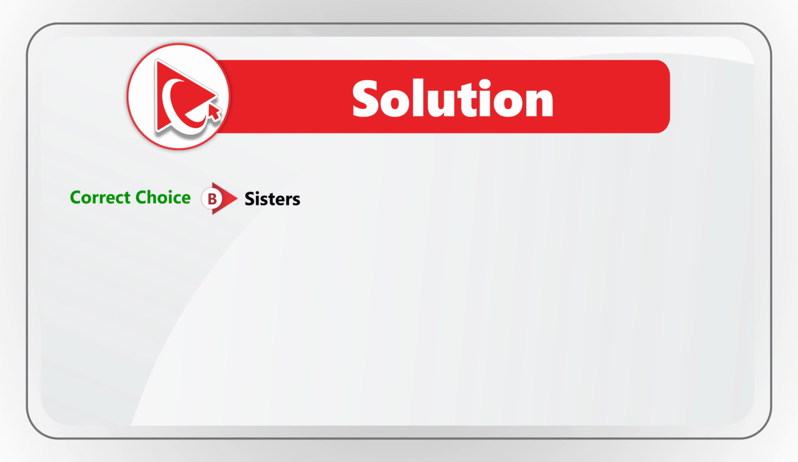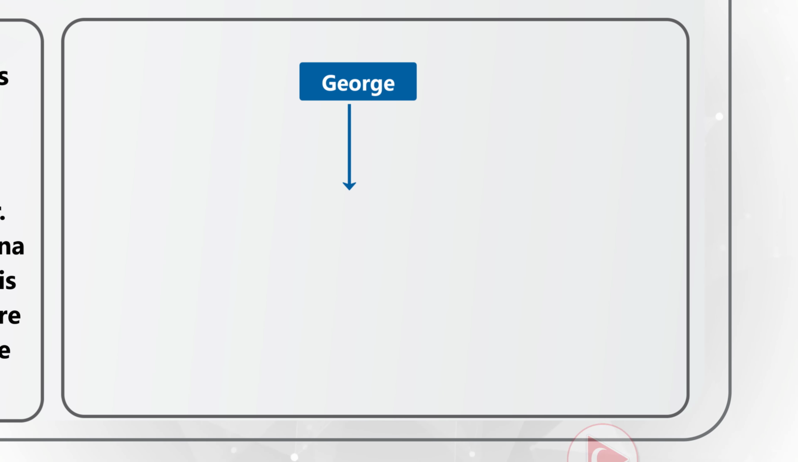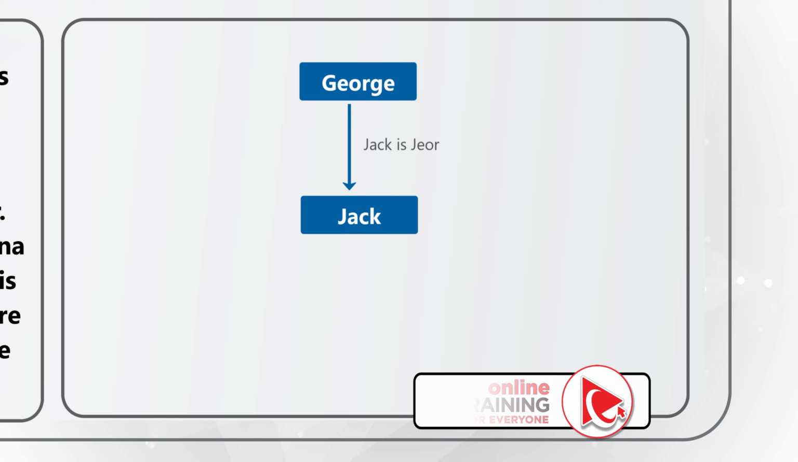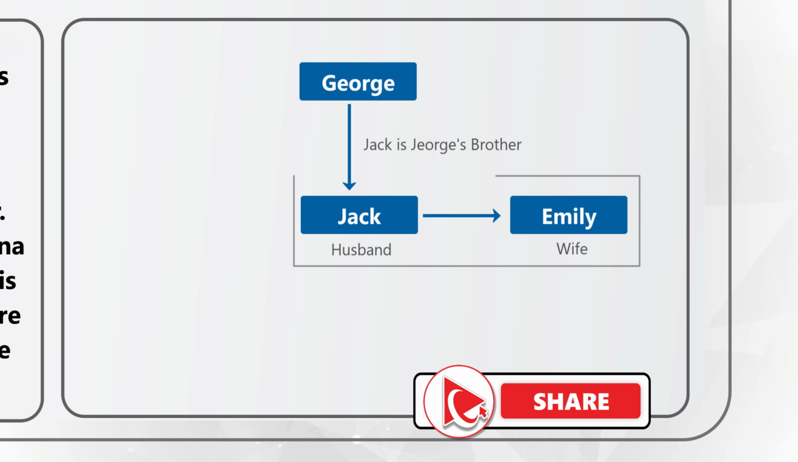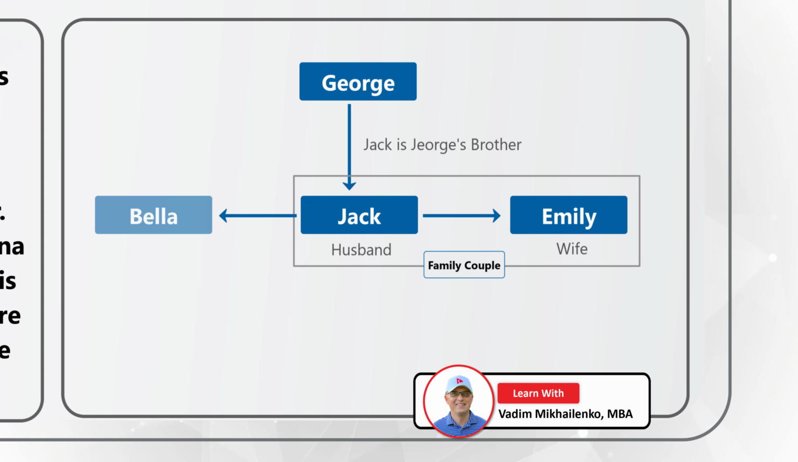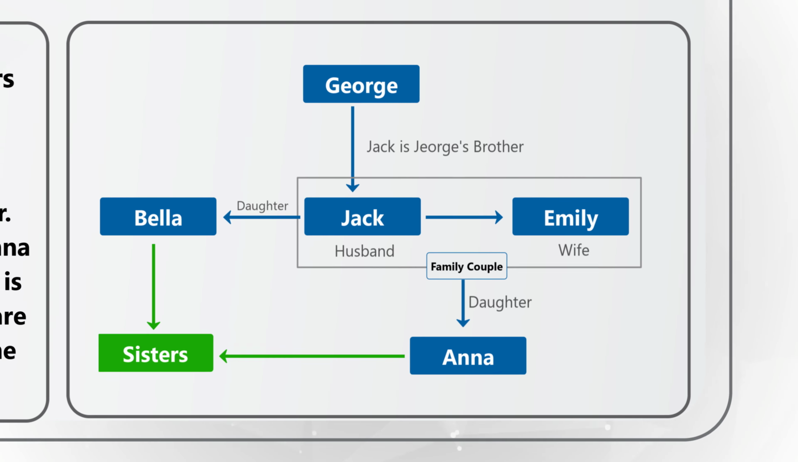But why? Let's build a diagram to demonstrate the relationships between this group of people. Let's start with the statement that George has a brother, and George's brother is Jack. Jack also has a wife, Emily, and Jack and Emily are a family couple. We also know that Bella is the daughter of George's brother, which means Bella is the daughter of Jack and Emily. We also learned that Anna is the daughter of Emily, which means Anna is the daughter of Jack and Emily, which means that Bella and Anna are sisters.